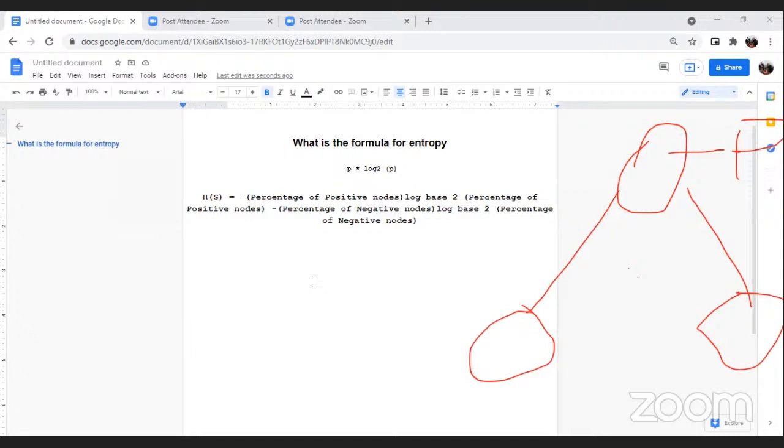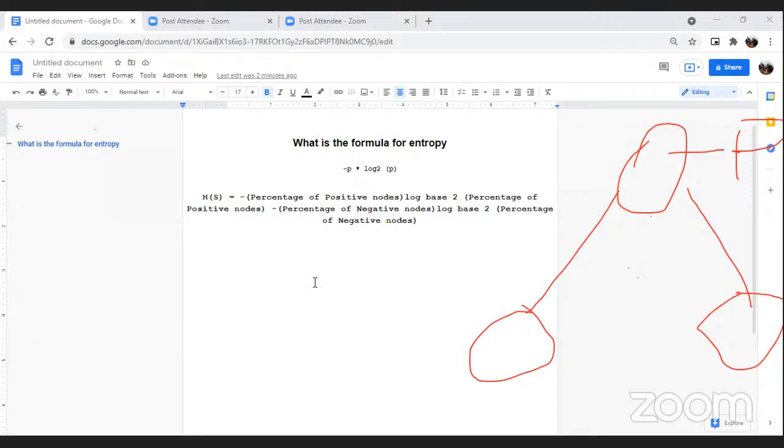and further classifying it to decision nodes, the positive nodes are, considering it as a binary classification problem with yes or no, right? The number of positive nodes is the number of yes, and the number of negative nodes is the number of no's. So the percentage of positive nodes into log base 2 of the percentage of positive nodes, minus the percentage of negative nodes into log base 2 of the percentage of negative nodes. Since I can't write the exact formula, that's how I break it down in word format.